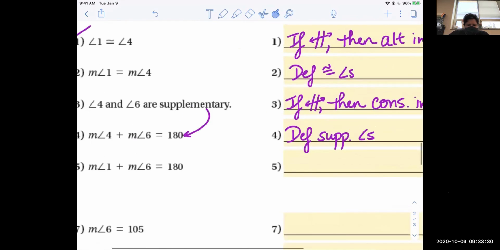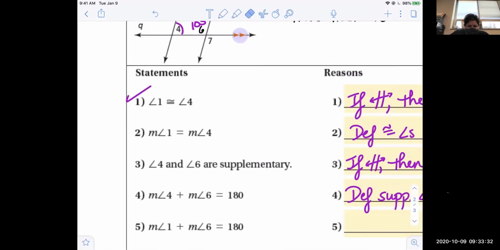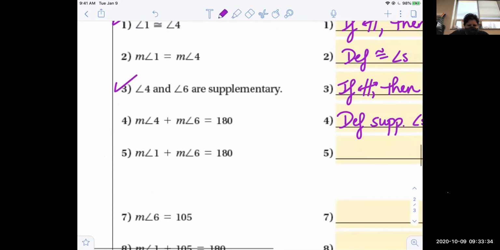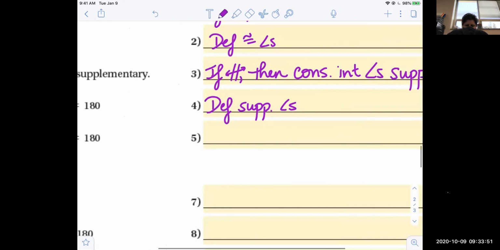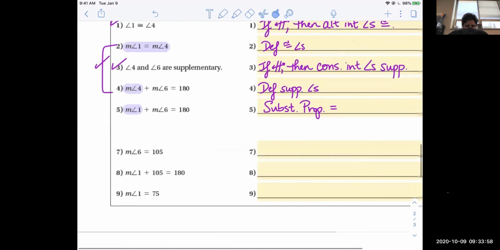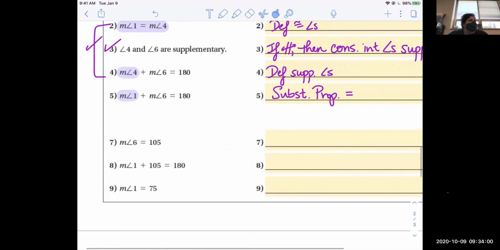Okay, so we used 1 to get 2, but when we used 3 to get 4, we really haven't used step 2 yet. So where is step 5 coming from? What's the justification for step 5? Jordan? What are you substituting? Okay, so we're going to take out angle 4, put angle 1 in its place because they're equal, right? So we use 2 and 4 together to get 5. Could that have been transitive or just substitution? Just substitution.